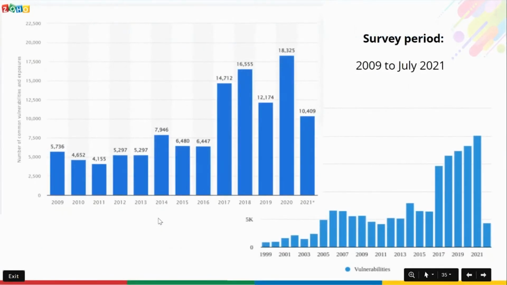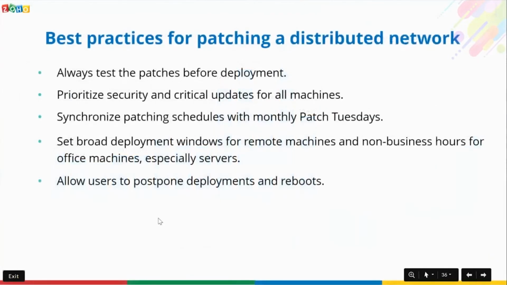New vulnerabilities per year is increasing at an alarming rate. Now that most organizations have adopted a hybrid work culture, vulnerabilities that target remote systems are rampant. So here are a few best practices that you can follow to maintain good patch hygiene in a distributed work environment. As a golden rule, always test your patches before deployment.